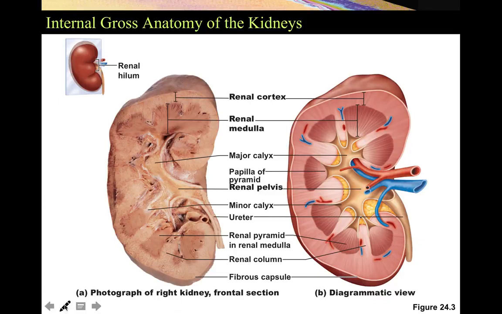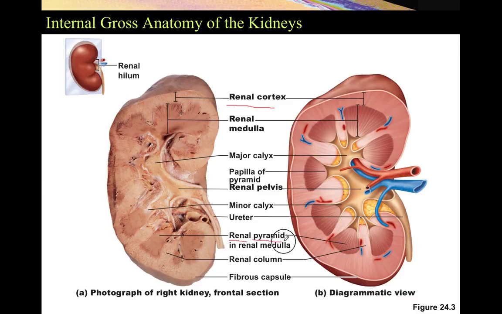So I'm going to do some of the labeling and just show you what these are. Anytime you hear the word cortex, cortex is referring to the more superficial aspect of the kidney. What you see here going around in the lighter shade of pink, this whole section going around, will be identified as renal cortex. Now what you also see are these triangular structures more inside the kidney. Each of these is referred to as a renal pyramid.